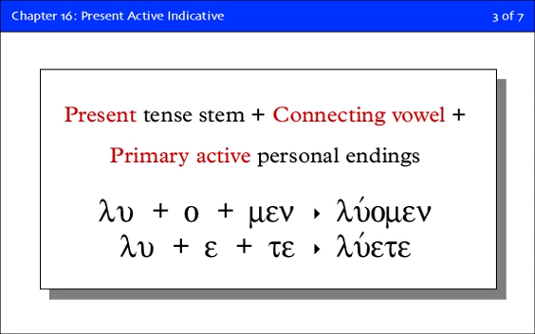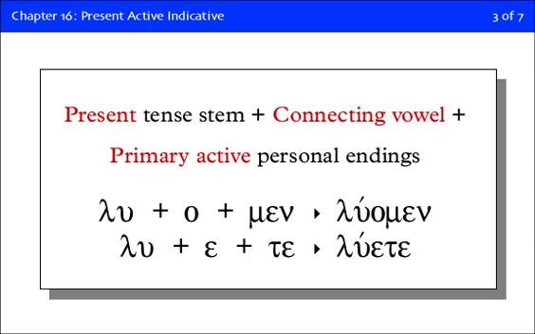And finally, the present active uses primary active personal endings. Now, what's primary? Don't worry about it. Just know that it's a set of endings that the present active uses, and when we get to the other option, it's easier to define what the primary endings are. But the present active indicative uses the primary active personal endings.